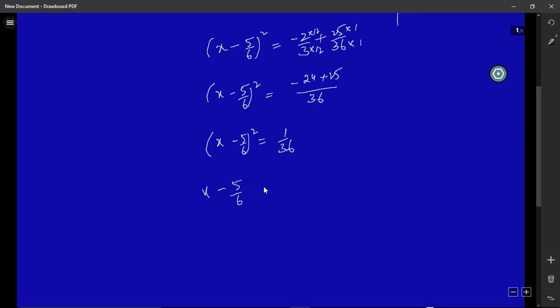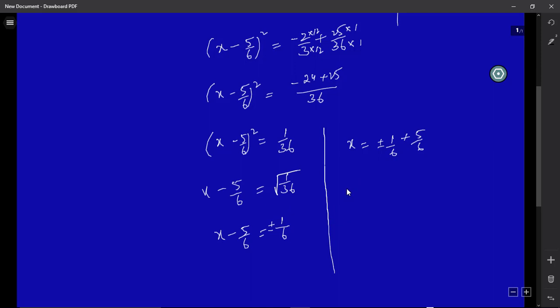X minus 5 by 6 is equal to, if I remove square from the left hand side, I'll have to put square root on the right hand side. X minus 5 by 6 is equal to, square root of 1 is 1, square root of 36 is 6. So I get plus or minus 1 by 6. Minus 5 by 6, if I take it to the right hand side, it becomes plus 5 by 6.